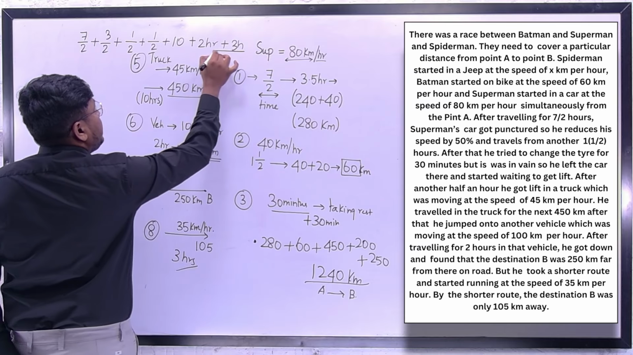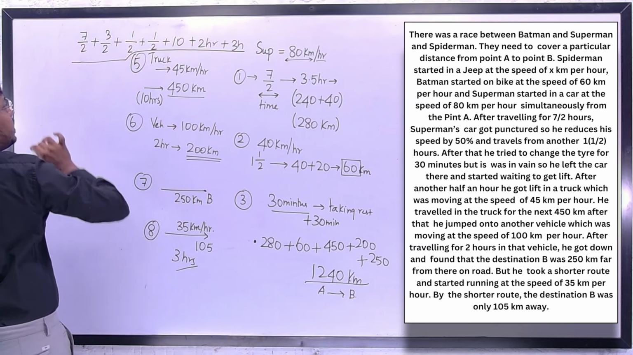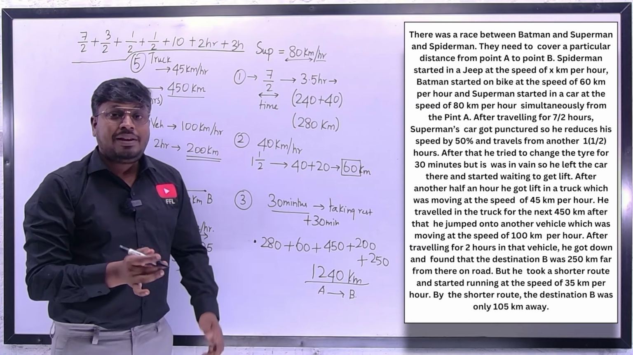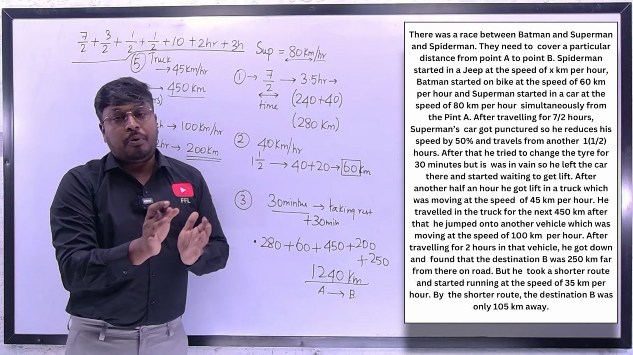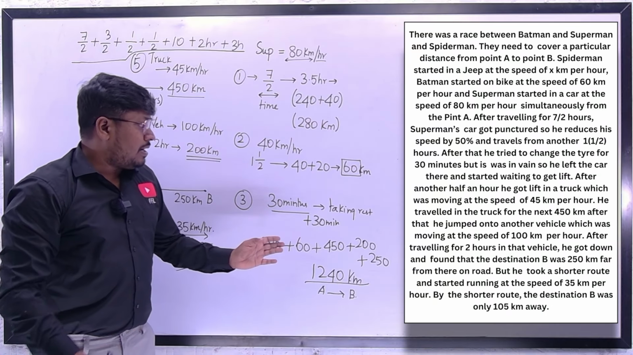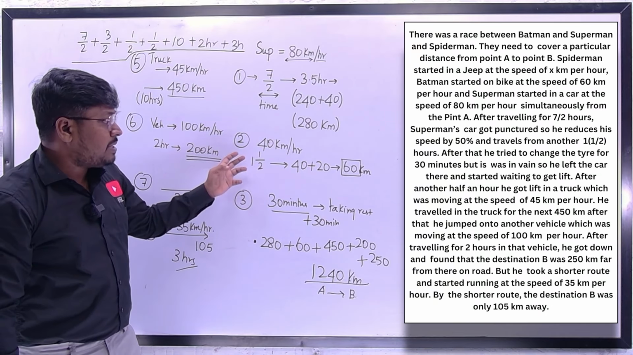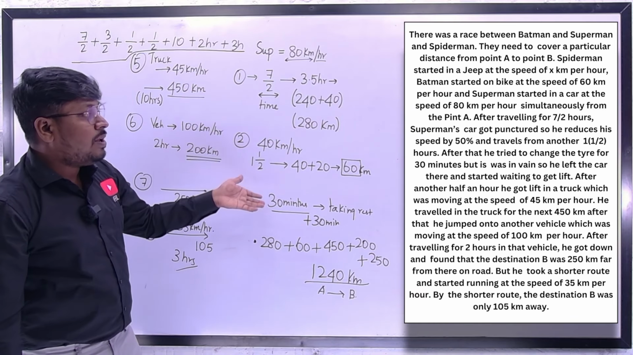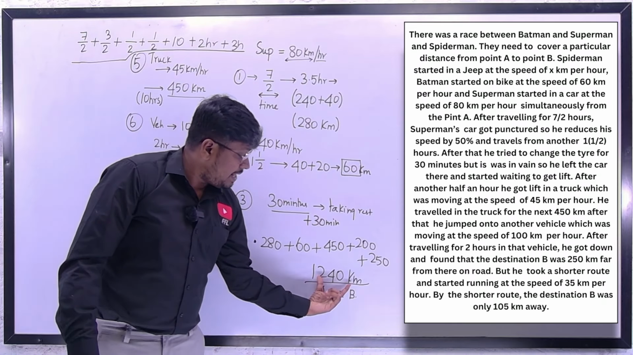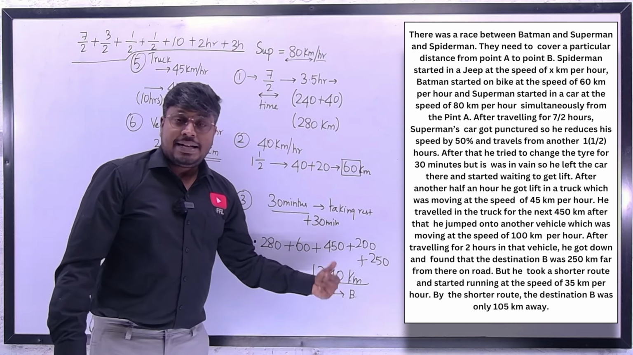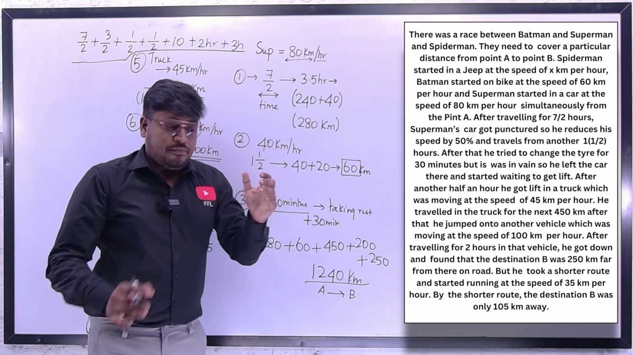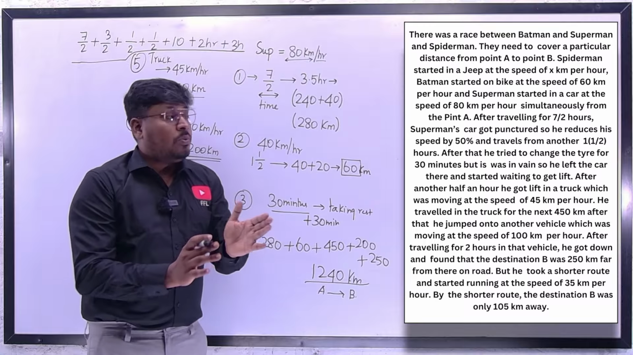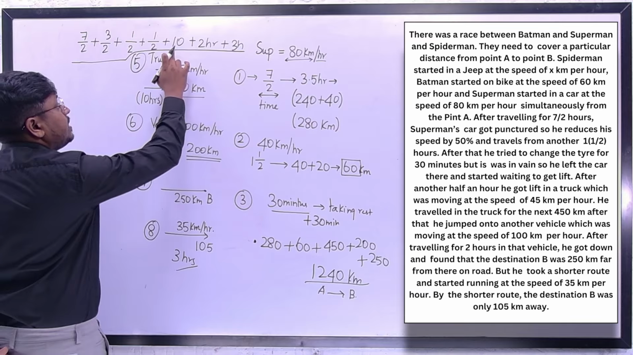So this will be the total time taken by Superman to reach from point A to point B. Yes or no? Because we know all the times he is travelling for, and the distance is also given. So by using all the data, we can find the total distance, as well as the time taken for reaching from point A to B.